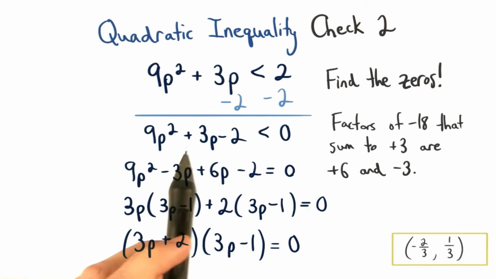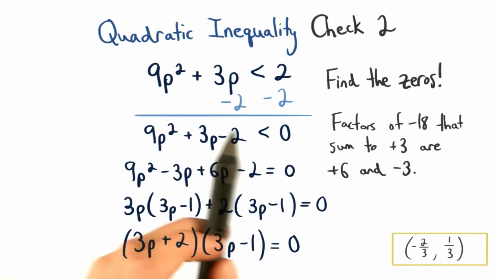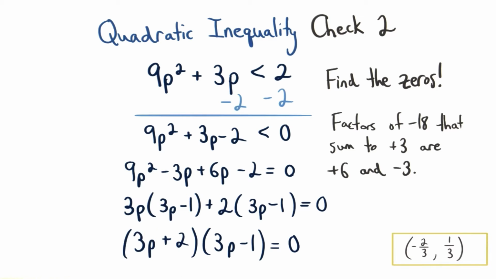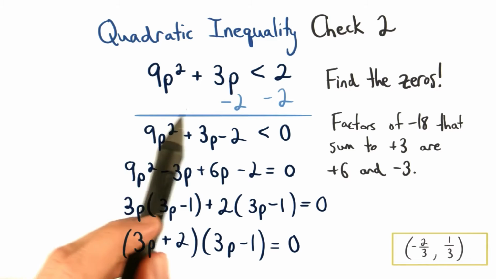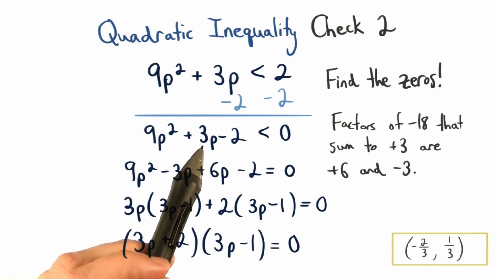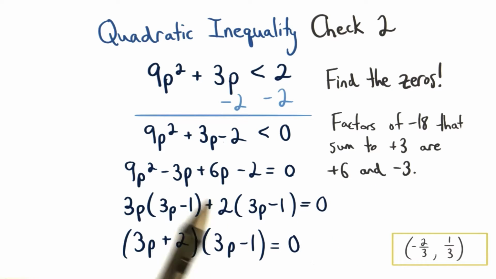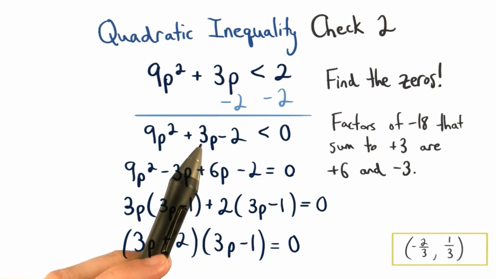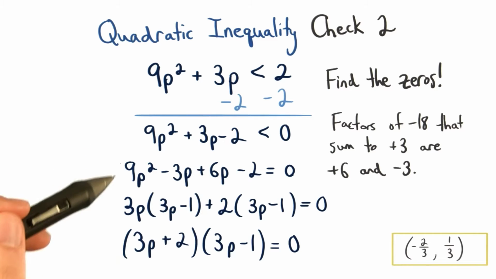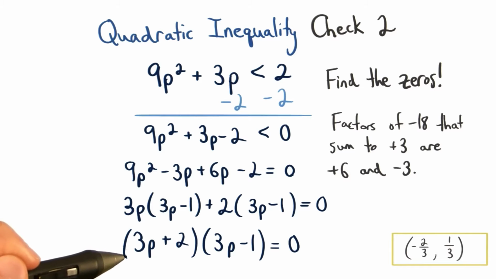Now we want to find the zeros, or the values of p, that make this quadratic expression equal to 0. We find factors of negative 18 that sum to positive 3. Those two factors are positive 6 and negative 3, and we use them to rewrite the middle term of plus 3p. Using factoring by grouping, we get the factors 3p plus 2 and 3p minus 1.